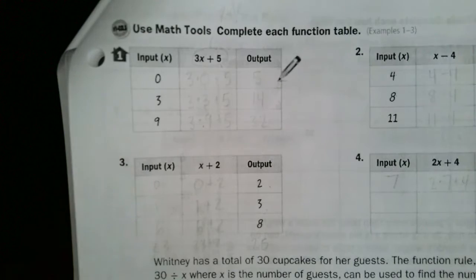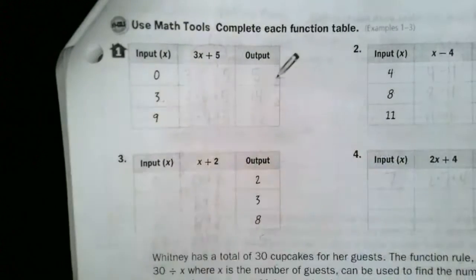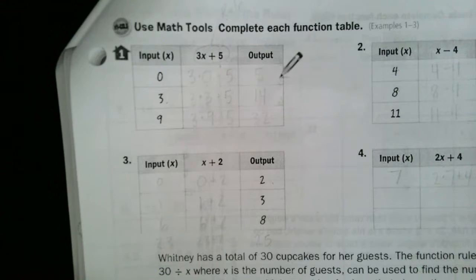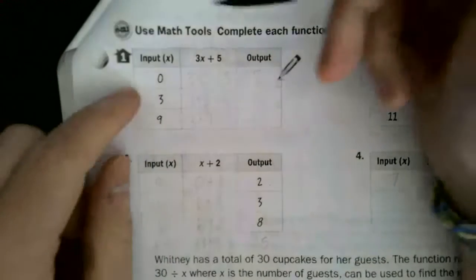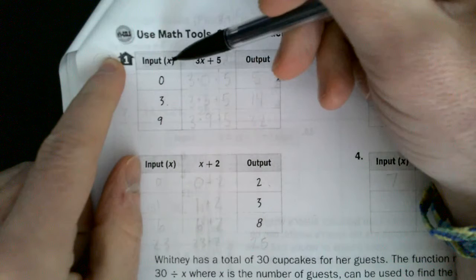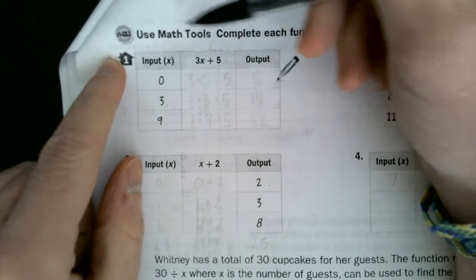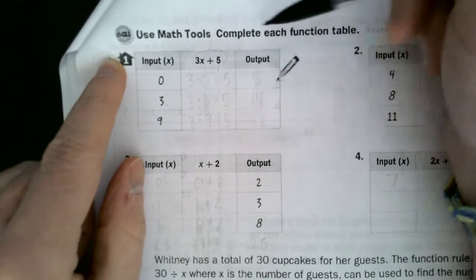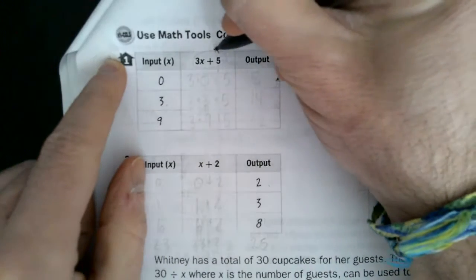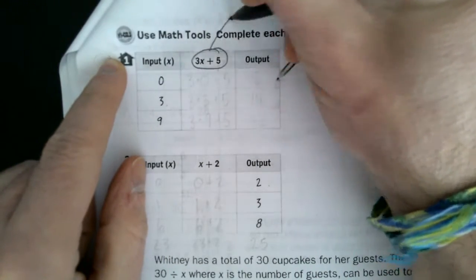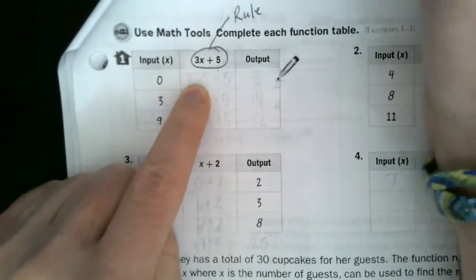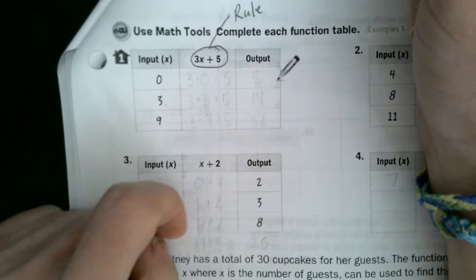So we'll start off with some function tables. These ones we'll do together. There'll be some later that I'll ask you to try on your own. So remember, the input, which is usually x, that's the number you're putting into the function. The output is like your answer almost, or the result. This right here in the middle of the function table is called a function rule. That tells you how you're going to get from the input to the output.